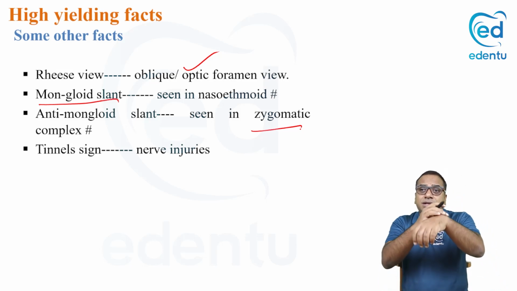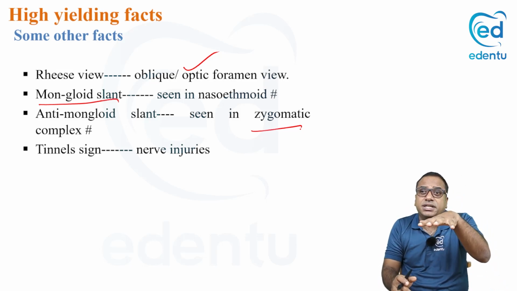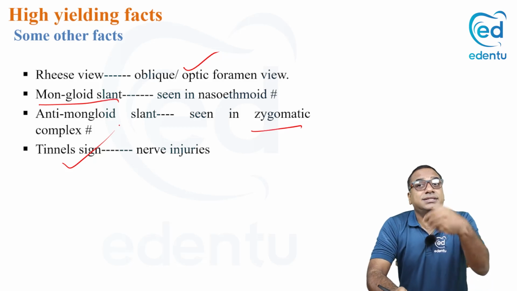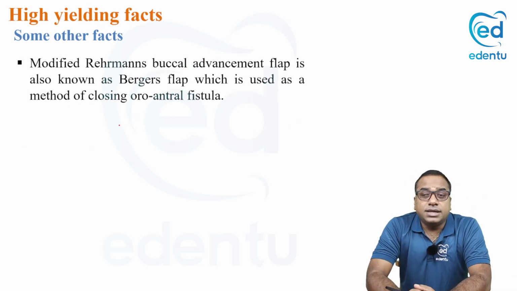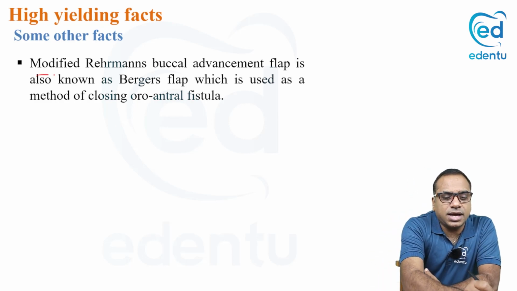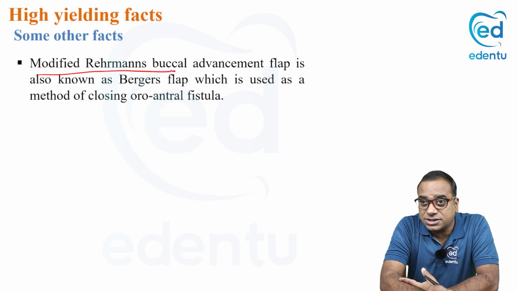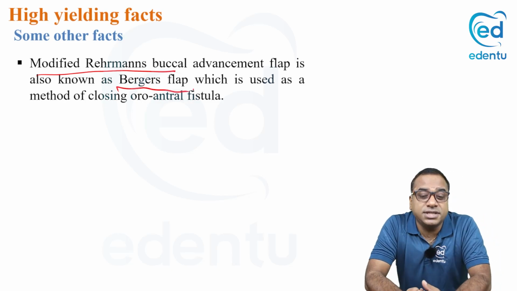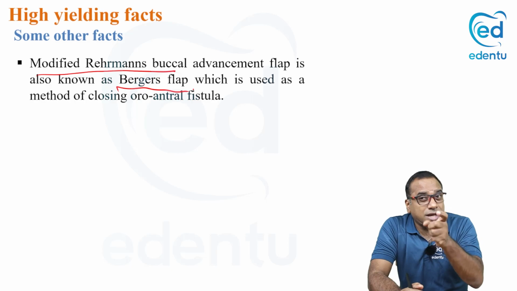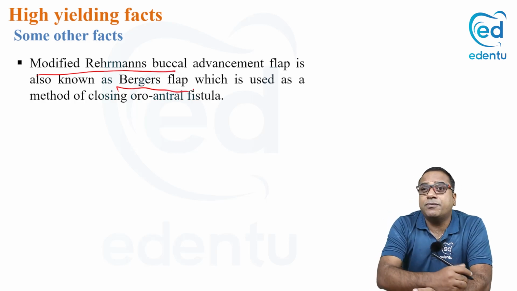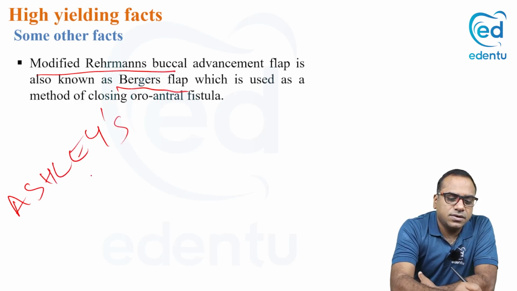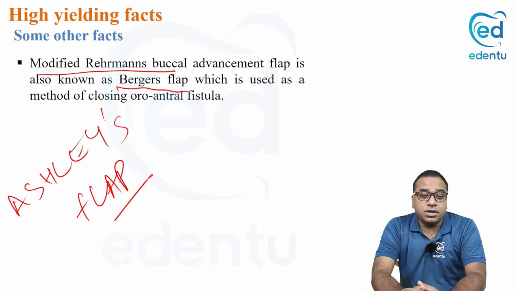Tinel sign. Whenever the nerve is regenerating, there will be a tingling sensation. That tingling sensation is called Tinel sign. So Tinel sign indicates nerve regeneration is happening. Then whenever there is an oroantral fistula, you take the buccal advancement flap, that is called modified Rehrmann or buccal advancement flap, also known as Berger's flap. This is used as a method of closing oroantral fistula. This is the buccal flap, and when you take the flap from the palatal aspect, that is called Ashley's flap. So this is the point you should remember.